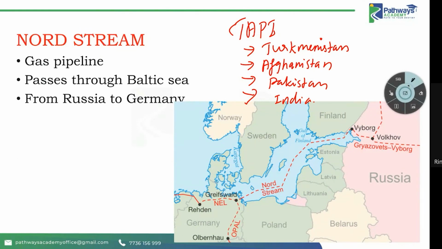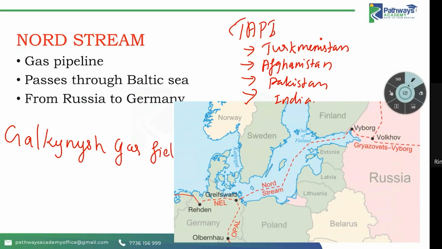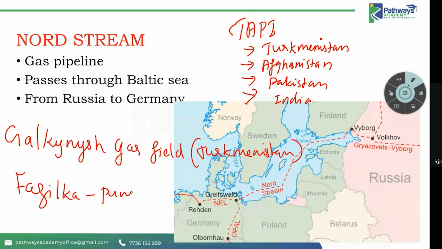That is the full form of TAPI pipeline. It's a natural gas pipeline. Please write it down. It is not an oil pipeline. It's a natural gas pipeline. It connects Galkynysh gas fields in Turkmenistan to Fazilka in Punjab. Fazilka is a place in India.